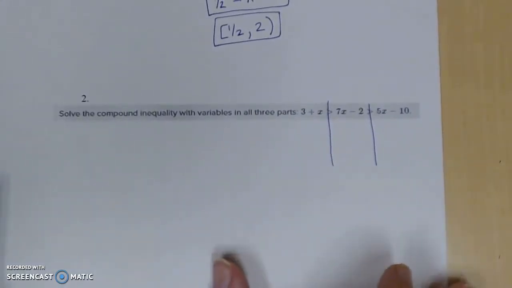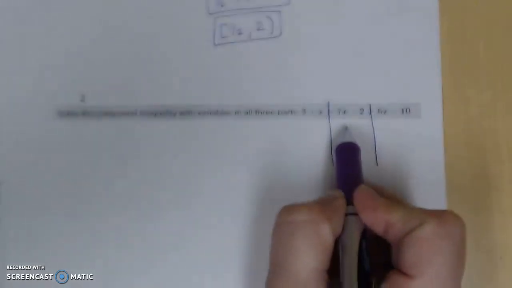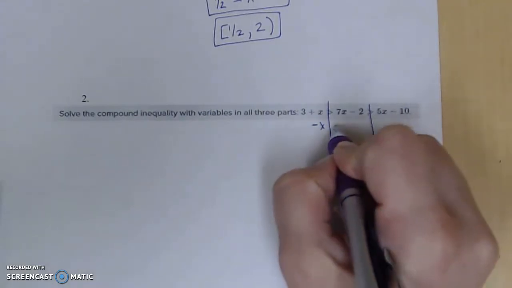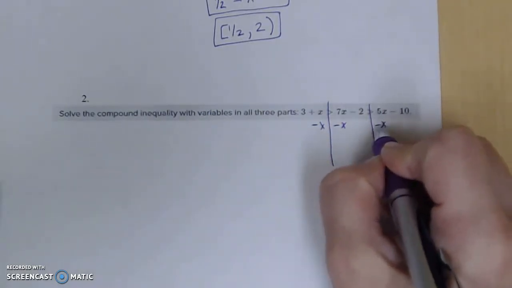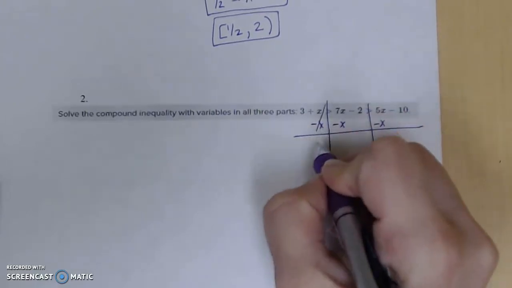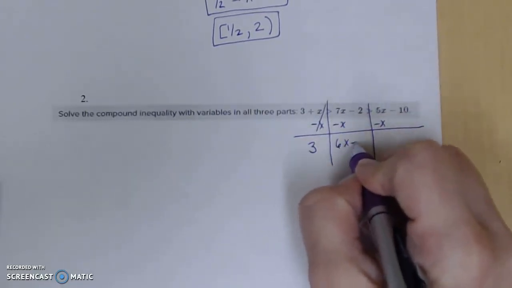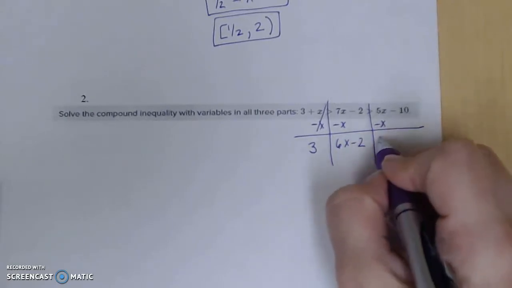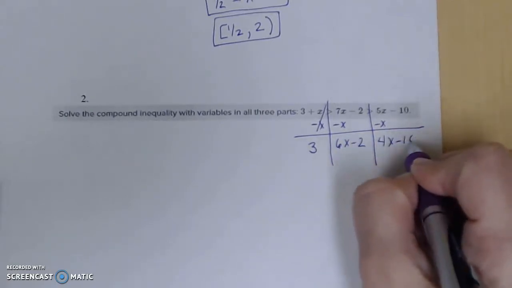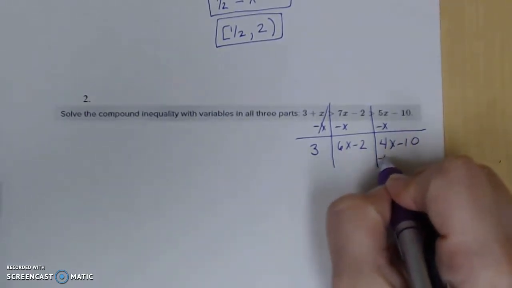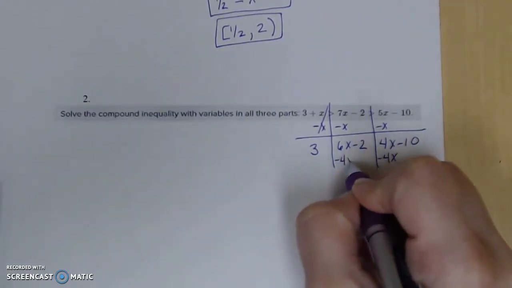So the first thing I'm going to do is I'm going to move my x's around and put them all in one place. And we want to get them in the middle here. So I'm going to move this x right here. And to move it, I have to subtract x from all three sides. So I get 3. 7 minus 1 gives me 6x minus 2. 5 minus 1 gives me 4. Minus 10. And now I'm going to move this one inside. So I'm going to say minus 4x, minus 4x.